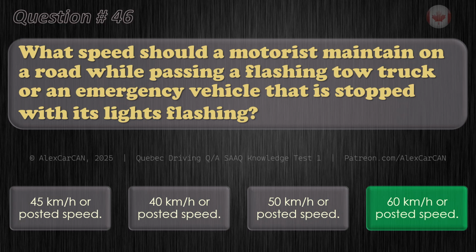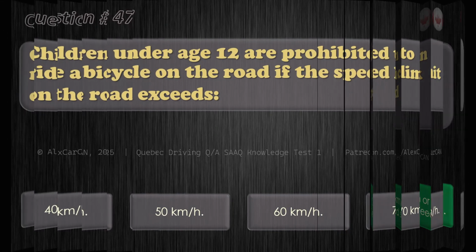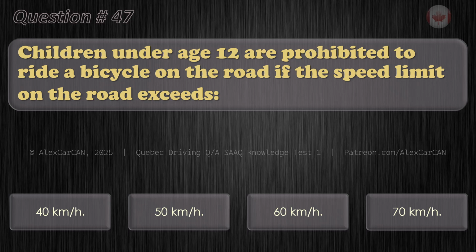The correct answer is 60 km per hour or posted speed. Question number 47. Children under age 12 are prohibited to ride a bicycle on the road if the speed limit on the road exceeds 40 km per hour, 50 km per hour, 60 km per hour, 70 km per hour. The correct answer is 50 km per hour.